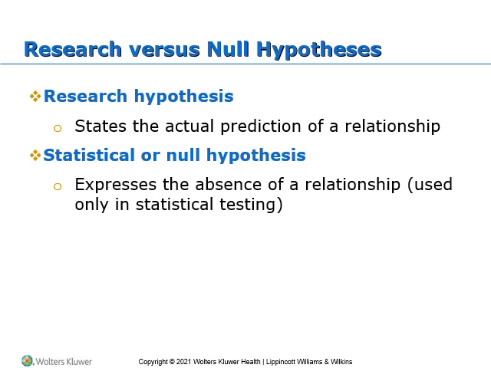So a research hypothesis will state the actual prediction of that relationship, but a statistical or null hypothesis may talk about the absence of that relationship. And so we're going to go through some examples of these as we move forward in our critiques.